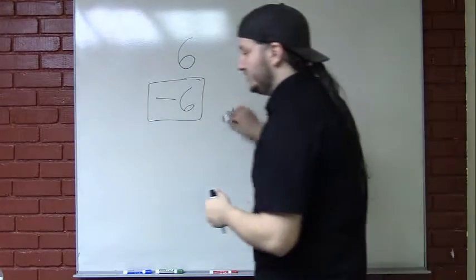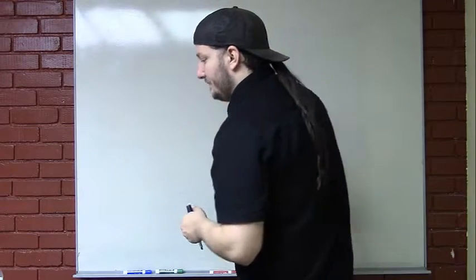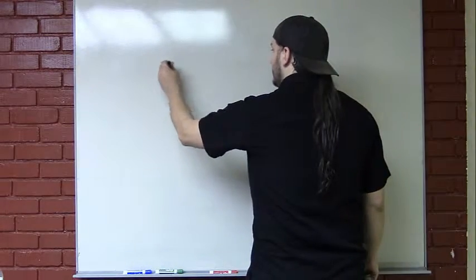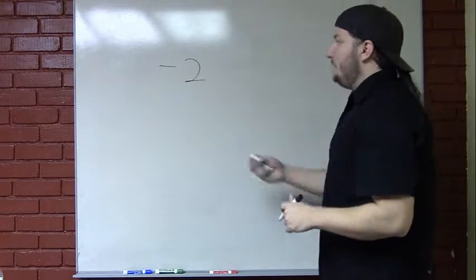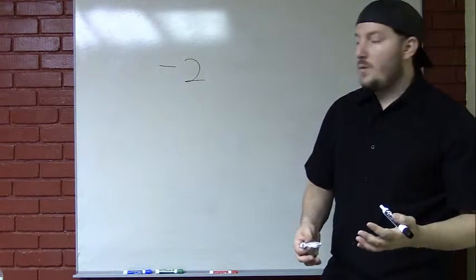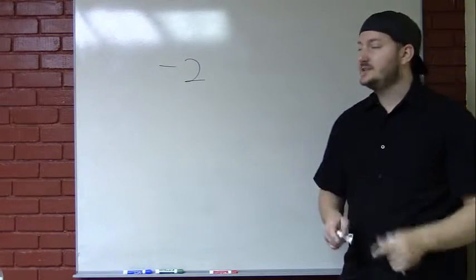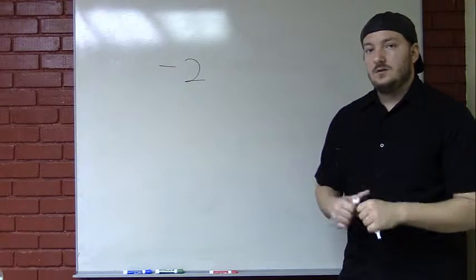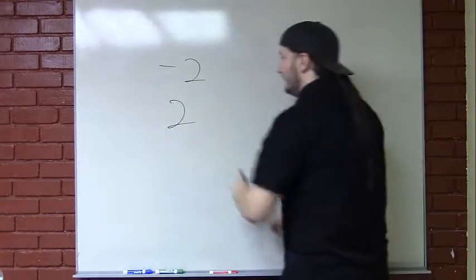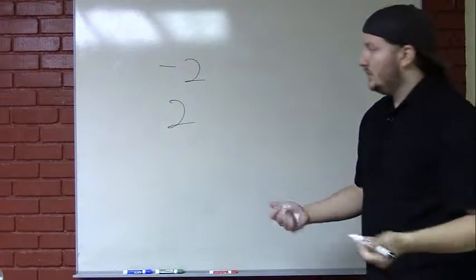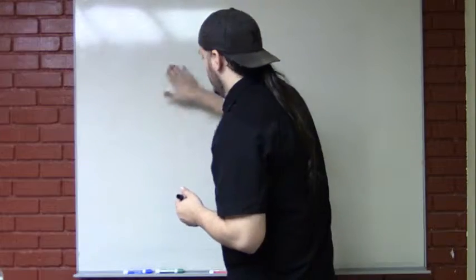Okay? So let's do one more of those guys. I think you'll get the idea. So let's say we got negative 2. What's the opposite of negative 2? Well, I'll give you a chance to try to figure that out. What's the opposite of negative 2? I'm sure you got it. It's going to be positive 2. Okay? So hopefully you get the idea on that guy.